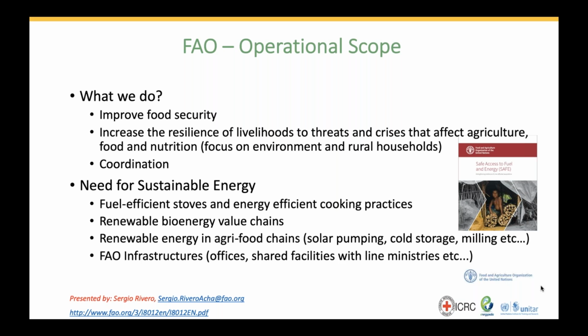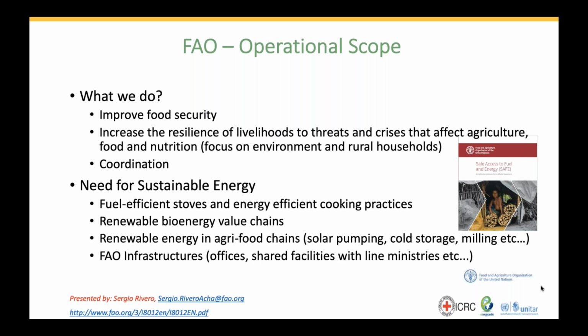Another of the important activities of FAO is coordination, because we are part of the International Humanitarian Coordination System, and we co-chair the food security cluster together with WFP, our sister organization. As part of this, we train partners, we monitor food security and associated challenges, and we establish strategies and support resource mobilization for response in humanitarian settings.